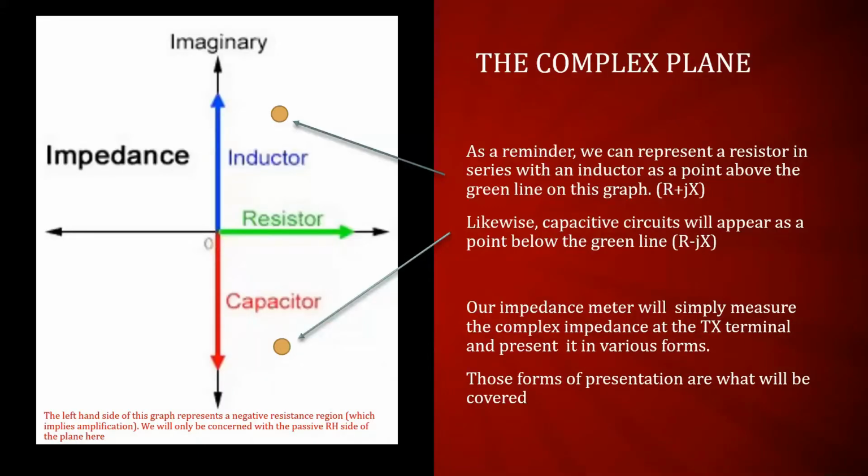So remember what we talked about with the complex plane again, where we had a resistor in series with an inductor, and it appears as a point on the XY plane, if you will. And likewise, below the line, we have capacitance. So above the line, we have inductive reactance, as we call it. And below the line, we have capacitive reactance. Over here to the left implies negative resistance, which implies amplification. We're only going to be talking about the right-hand plane here. So this is all passive networks over on this side of the plane.